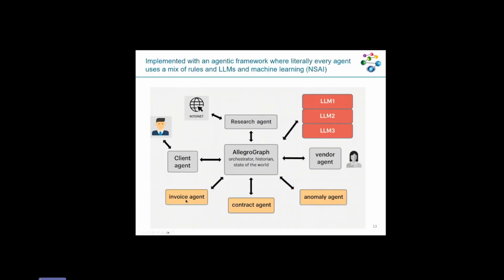So we have an invoice agent that goes out and sees whether there are new invoices for a particular customer. And then if it sees one, it puts it into AllegroGraph. If there's a new contract, then the contract agent will take the contract apart. And then, very important, we have this thing called an anomaly agent, that every time something changes in the knowledge graph with respect to a new invoice or a new contract, it will start doing its work to look at all the anomalies.